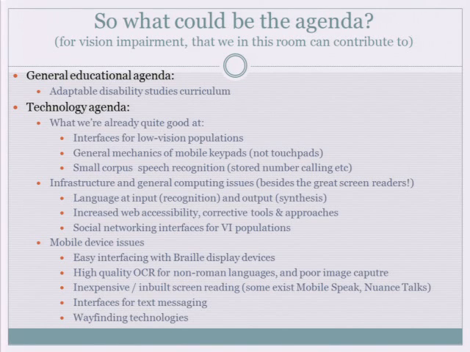On the technology agenda, what we're already good at is interfaces for low vision populations. The work which is happening on magnification, etc., is already at a very advanced level. The general mechanisms of mobile keypads. So one of the big areas in ICTD has been the impact of mobile telephony. So most of, if you have a touchpad mobile, does anybody have a touchpad mobile anymore? Everybody's gone to iPhones and so on.